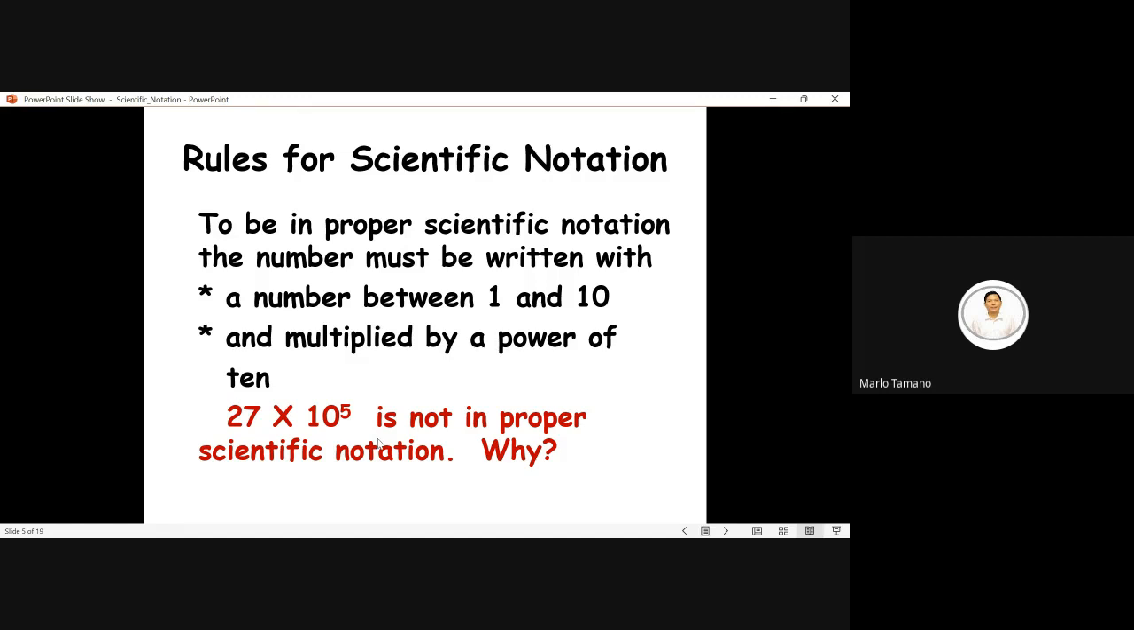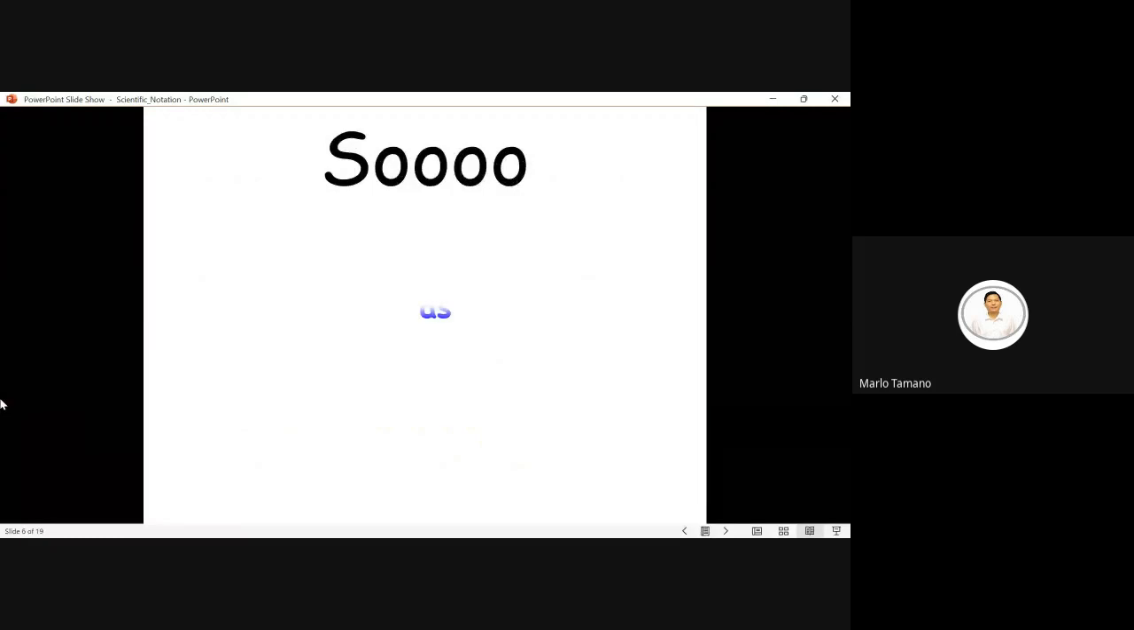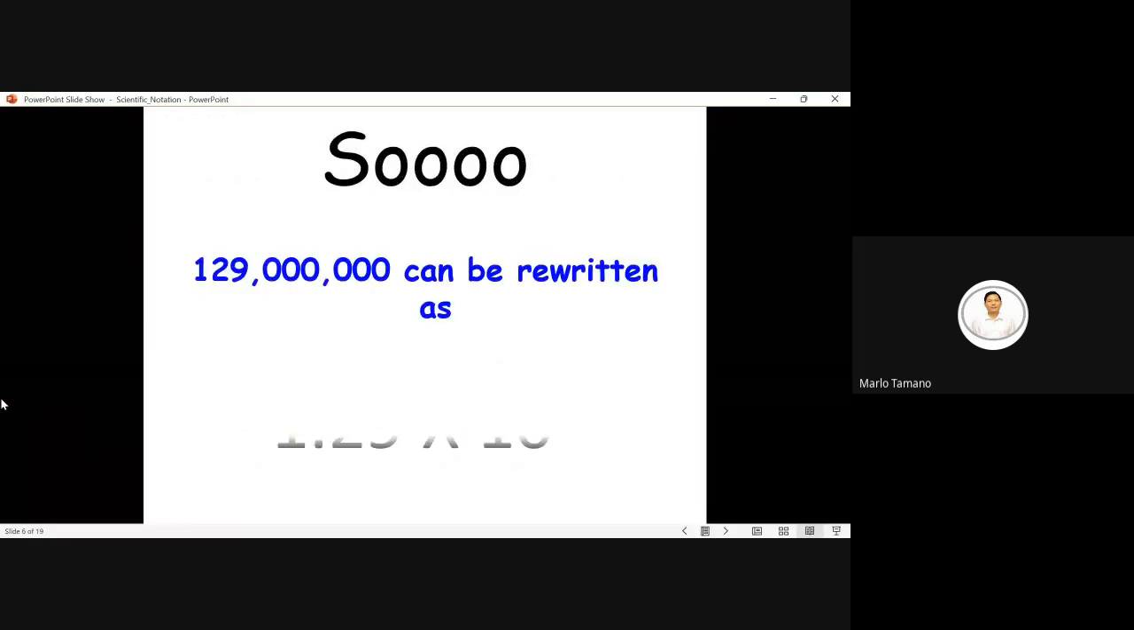A number between 1 and 10 and multiplied by a power of 10. And this is the 10. Ito na po yung times. Multiplied by 10 to the 6th power. So, ganun na po yung pagkakasulat. So, 129 million can be written as 1.29 times 10 to the 8.